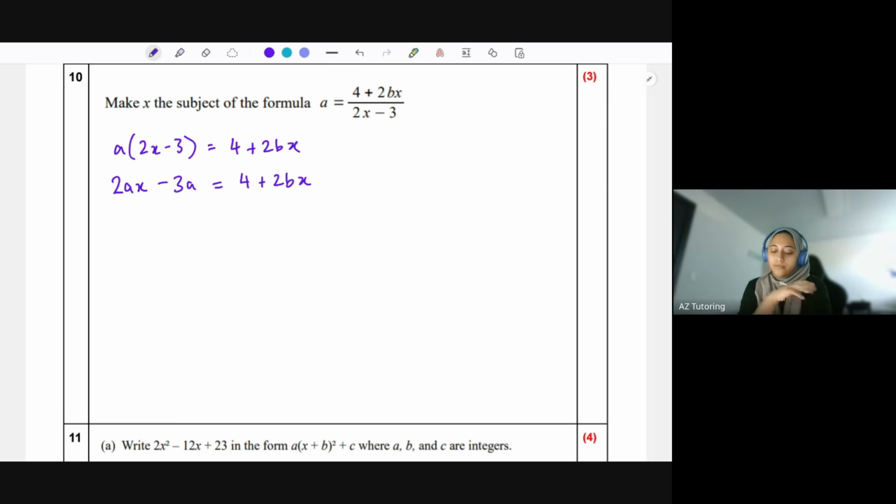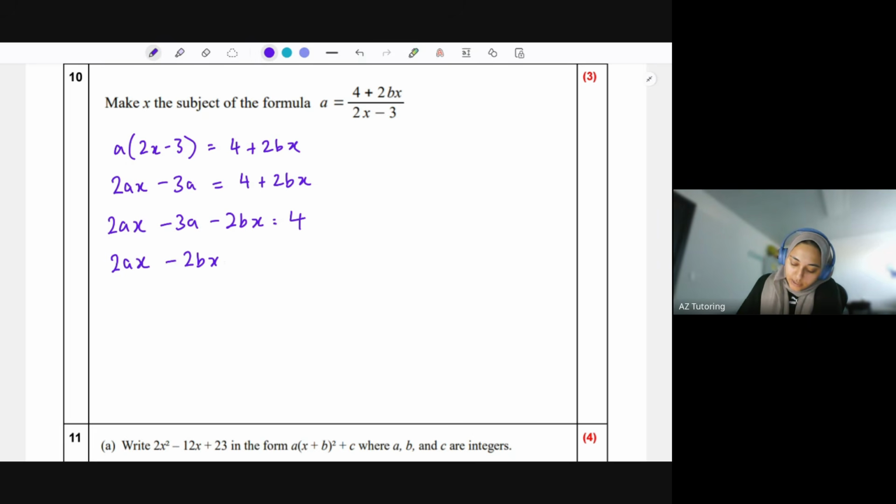So just like I said before, everything with an x to one side, everything that's not got an x to the other side. So I'm going to bring this 2bx to the left-hand side. So I'm going to minus it. So I get 2ax minus 3a minus 2bx equals 4. So let's have a look at the left-hand side. This has got an x in, so that's good. So does this one, but that minus 3a doesn't have an x, so I'm going to bring that over to the right-hand side. Since it's minus 3a, I need to plus 3a to the other side. So I get 2ax minus 2bx equals 4 plus 3a.